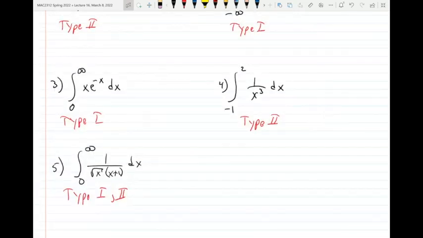Why do you need to recognize the type? Because depending on the type is how you proceed to calculate the integral, right? You know that we deal with this with limits, but the limits are different. In the type 1 cases, the limits are at infinity, and in the type 2 cases, the limits are as you approach a number from one of the sides. Okay.